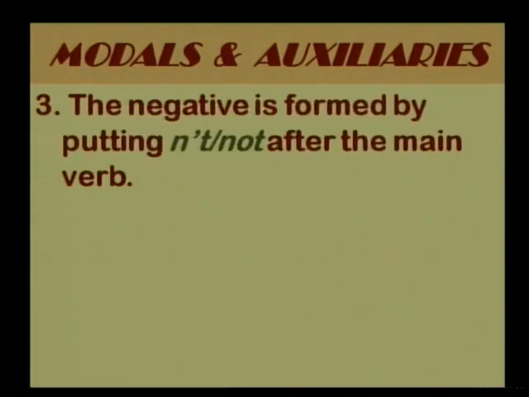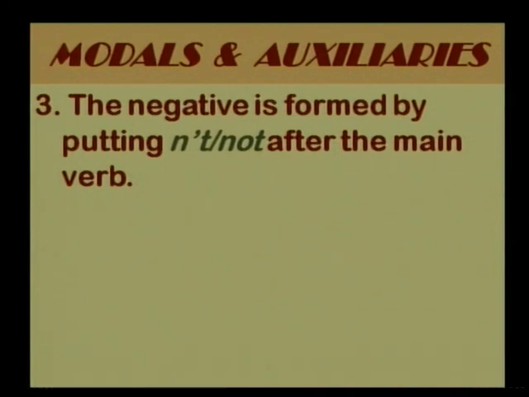Number 3. Negative. How will we form the negative of any modal or auxiliary verb? The negative is formed by putting n apostrophe t, or not, after the main verb. Please remember this, after the main verb.